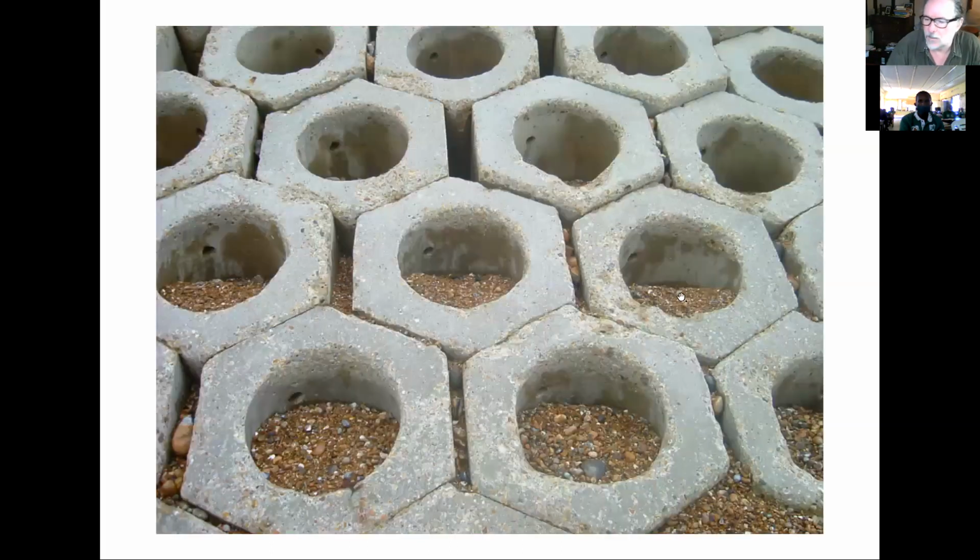This is a sea wall, a defense against the sea eroding the land. And look what shape it is. It's hexagons joined together, what we saw at the beginning. Again, that gives you a really strong structure for the least amount of material.